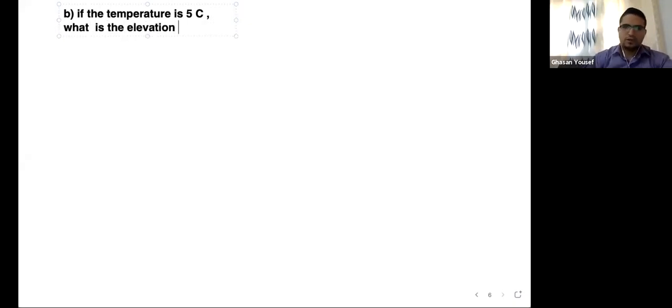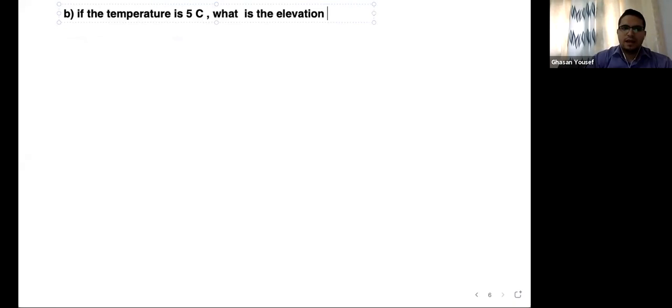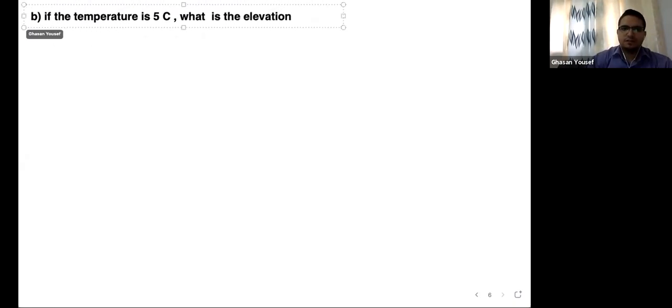Now, part B of this question. If the temperature is 5 Celsius, the question is, what is the elevation? What is the elevation if the climber goes up and gets a temperature of 5 Celsius? What is his elevation at that point?